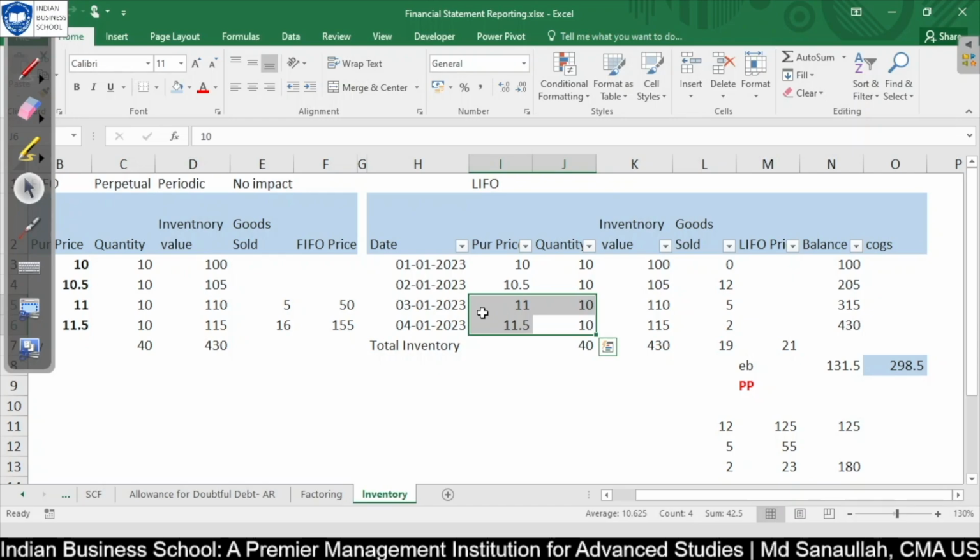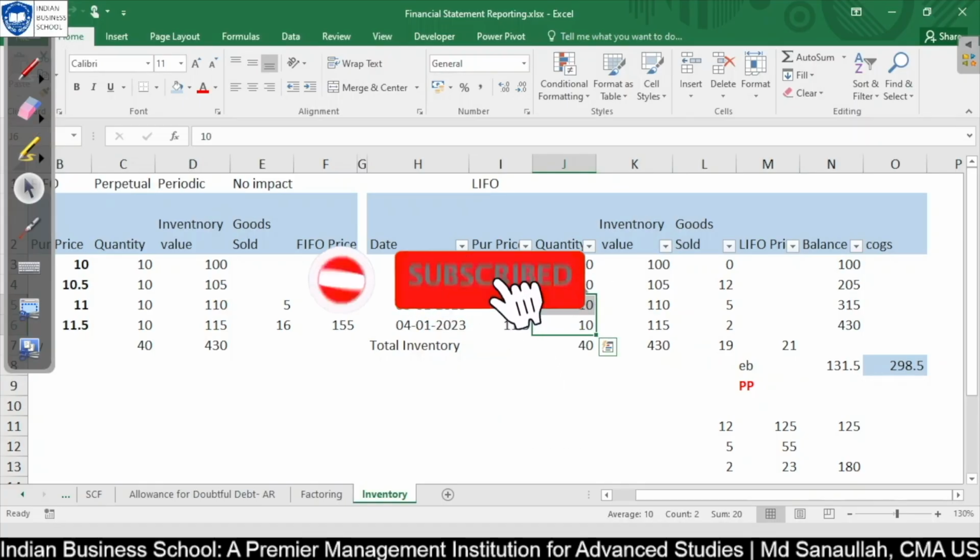But in perpetual, we are charging the cost based on the date on which inventory has been sold, first the latest price from this. And then for 12 quantity, we have used this price. But here, for the entire 19, we have used these two costs. Then the remaining we consider as the ending balance. I hope it is clear to you.